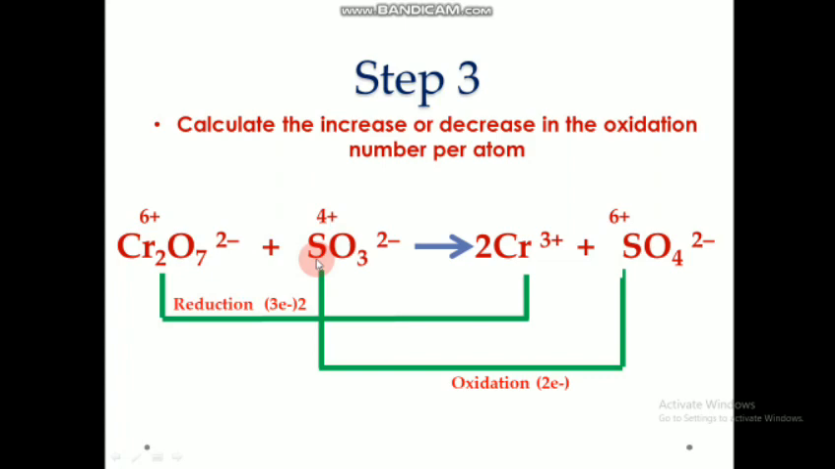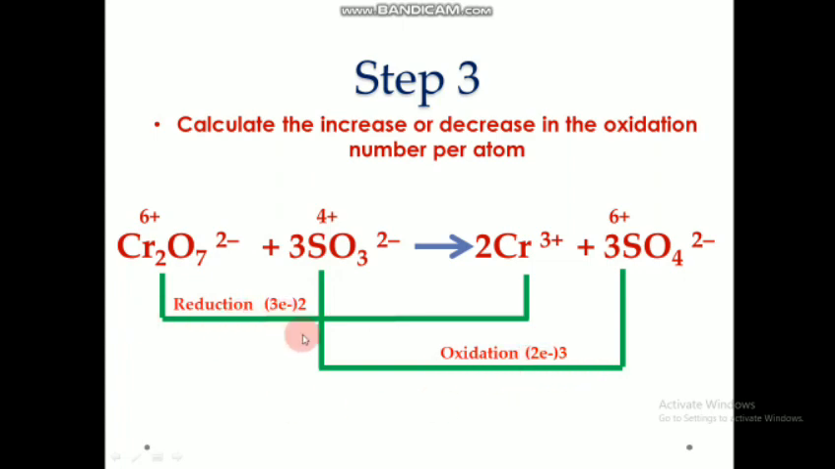So how many atoms will give us 6? 3 atoms. So on both the sides we are giving 3 atoms. So 1 atom of sulfur gives us change of 2 electrons. That means 3 atoms of sulfur will give 3 into 2, 6 electrons. So 1 sulfur will give us change of 2 electrons. So 3 atoms will give us change of 6 electrons.